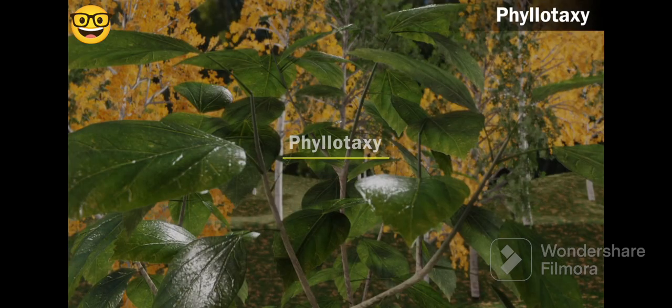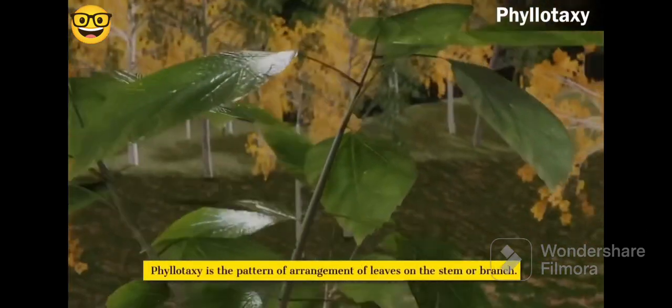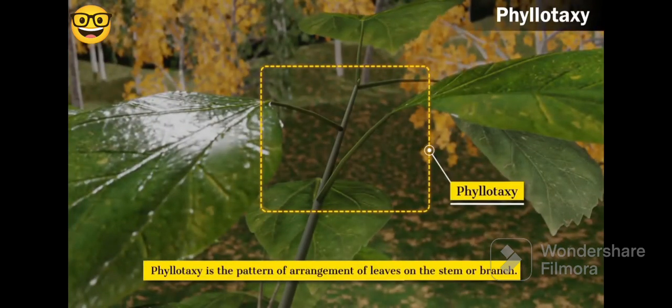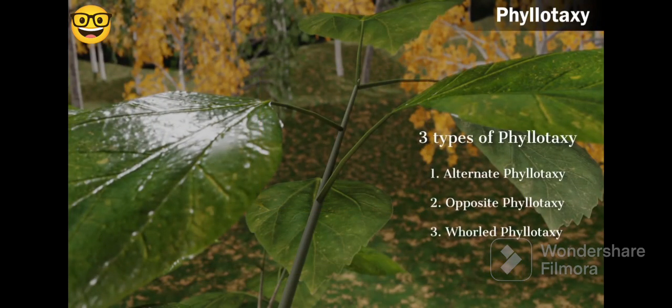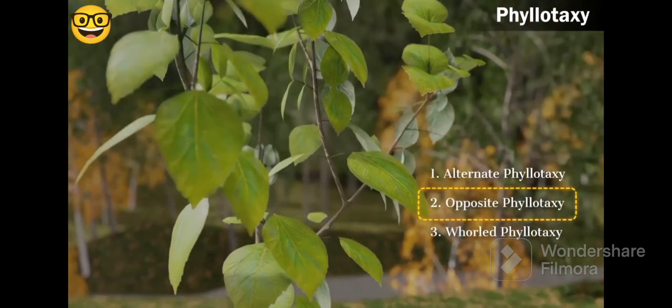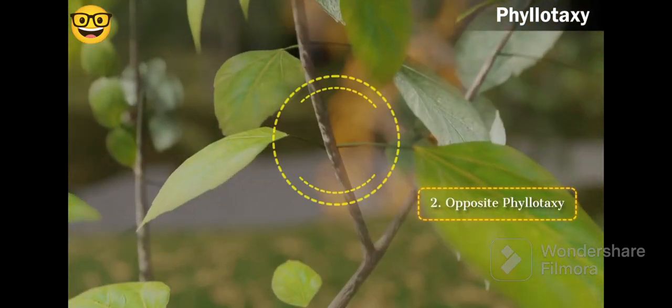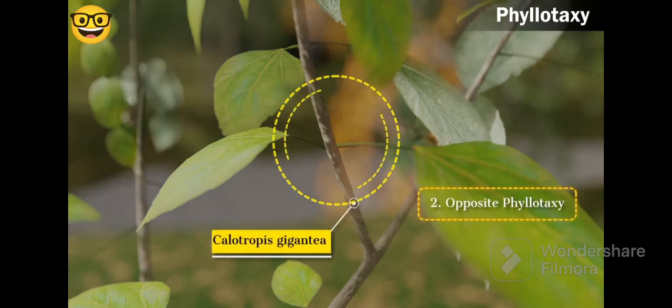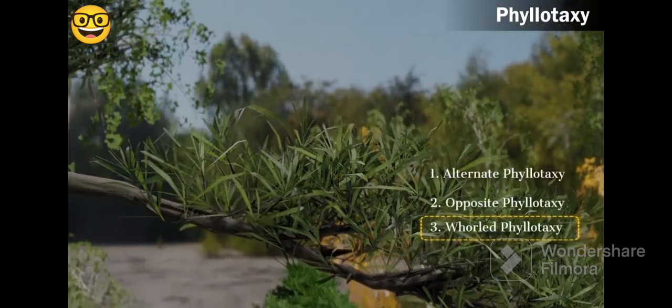Phyllotaxy. Phyllotaxy is the pattern of arrangement of leaves on the stem or branch. This is of 3 types. 1. Alternate phyllotaxy. Example, hibiscus. 2. Opposite phyllotaxy. Example, calotropis. 3. Whorled phyllotaxy.